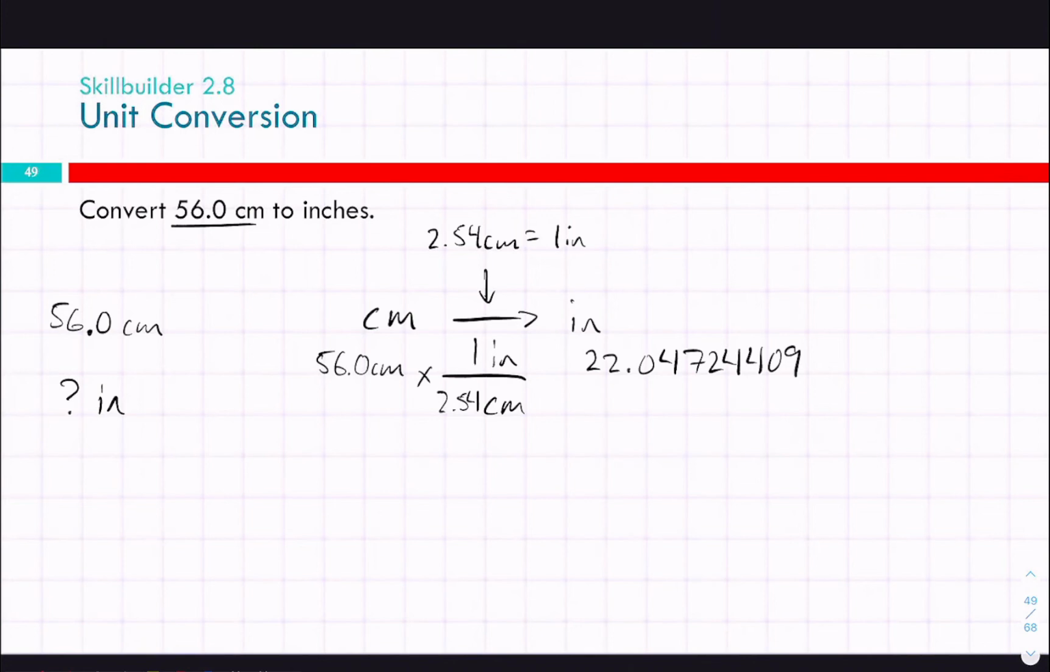So that's going to have unlimited sig figs, but 56.0 only has 3. So it'll be 22.0 inches, 3 sig figs. Now, this is where the rule of thumb comes into play about greater than 10, less than 10. 22.0, I would consider this to be fine.